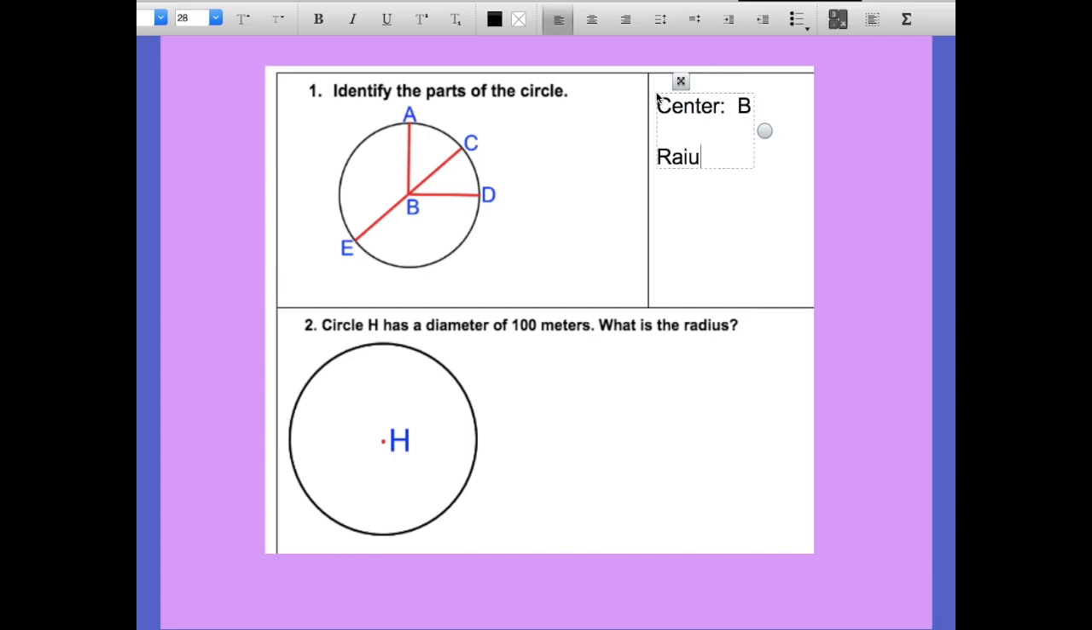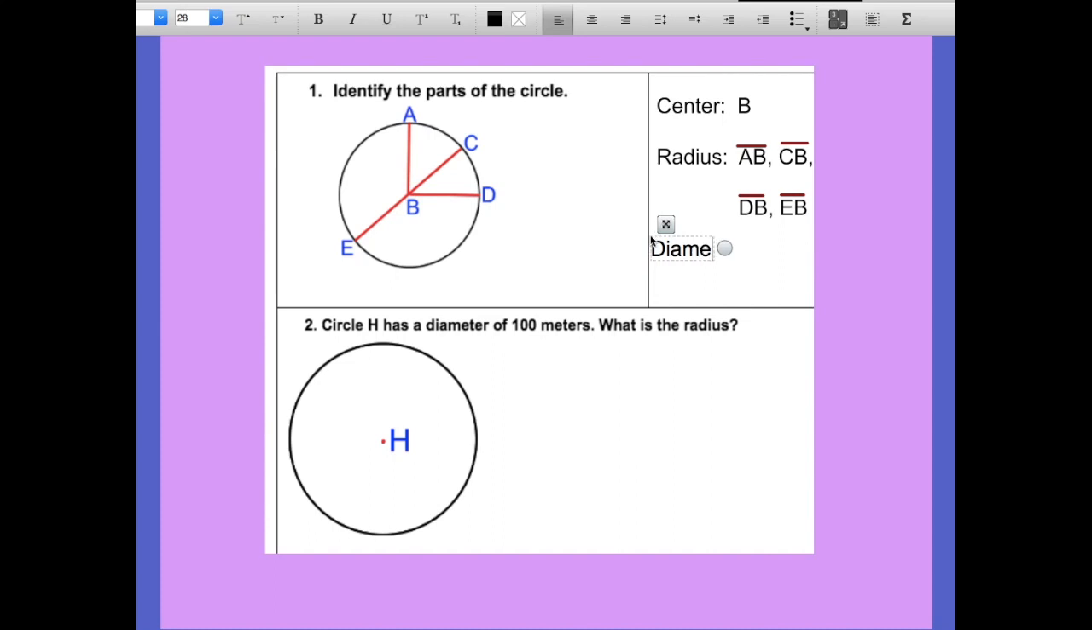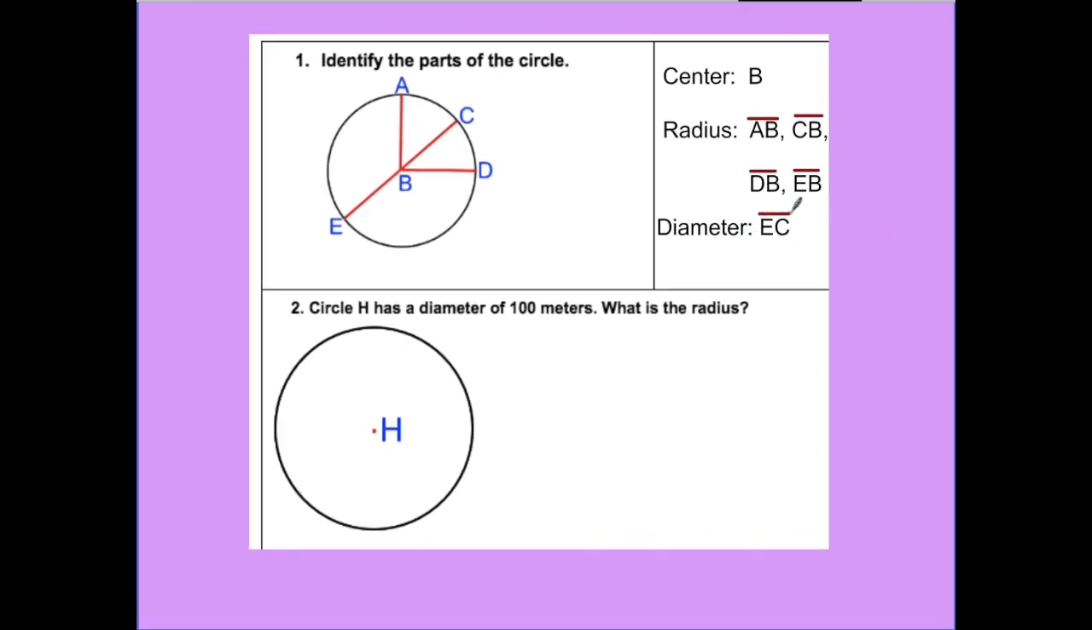We want to identify radius or radii. So we'll say radius, and we'll point out the ones that are radius. Line segment AB, line segment CB, and remember you can reverse these. You can say BA or BC, also DB and EB. And we want to say line segment, so we're going to carefully draw a line over each of these as well. All right. Last part we want to identify here is the diameter. So the only diameter that's actually on here is EC.